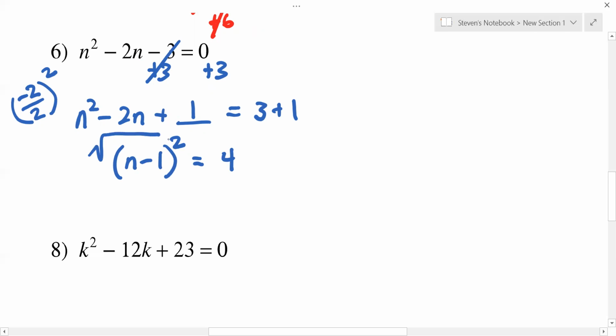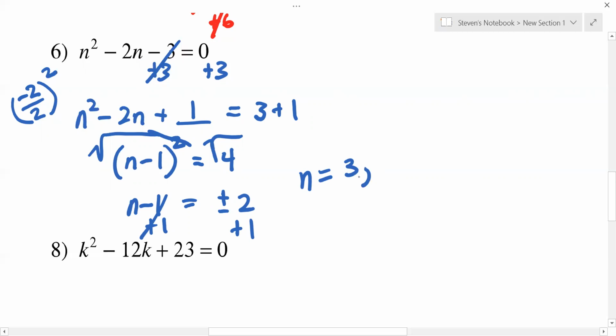And now I'm going to square root both sides to cancel that. So now I have n minus 1 equals the square root of 4, which is plus or minus 2. And then I just need to add 1 to both sides. And n equals positive 2 plus 1 is 3. Negative 2 plus 1 is negative 1. And there's your two solutions.